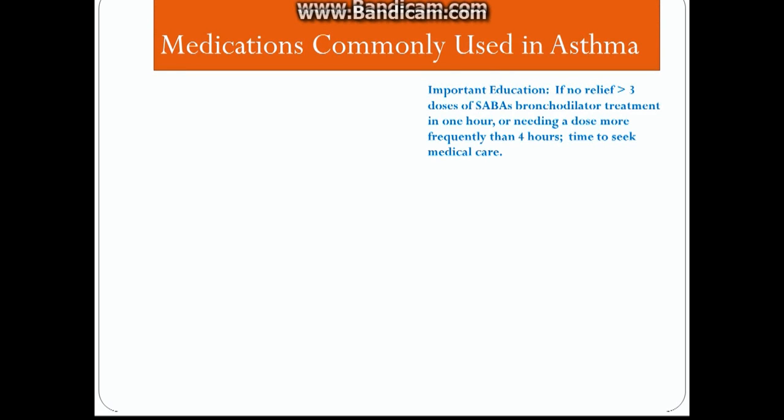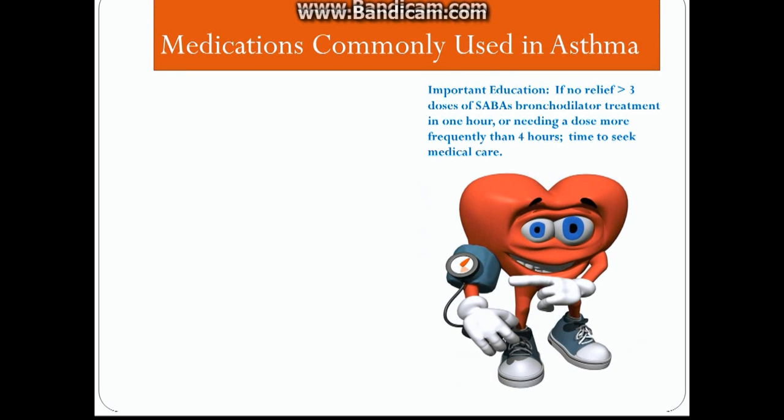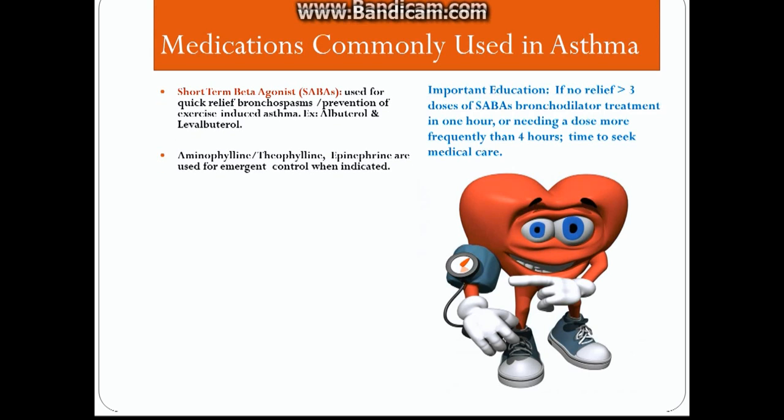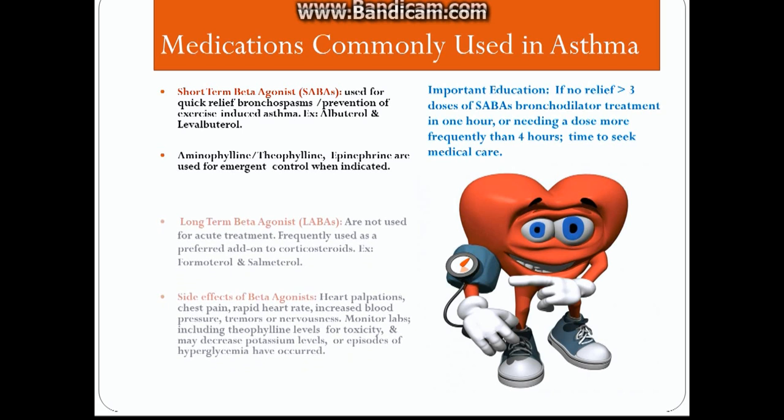Medications commonly used in asthma. Your short-term beta agonists. They're used for quick relief of bronchospasms and prevention of exercise-induced asthma. The examples that I'm giving you, there's more than this, but the albuterol and the levalbuterol are probably the most commonly used. Then you have the aminophylline and the theophylline, epinephrine. These drugs are used for emergent control when indicated.